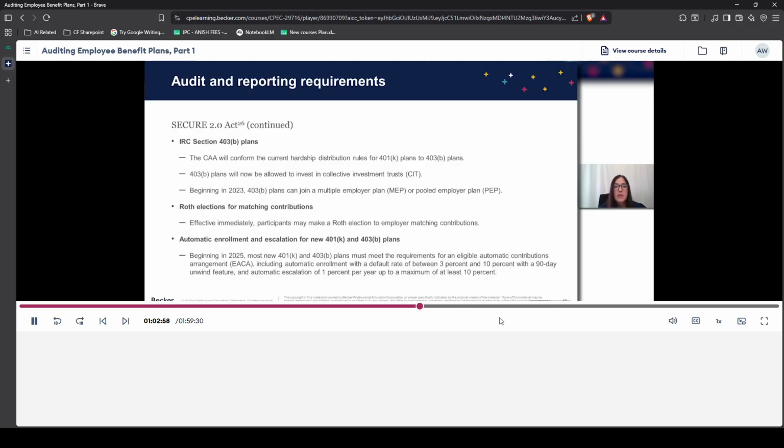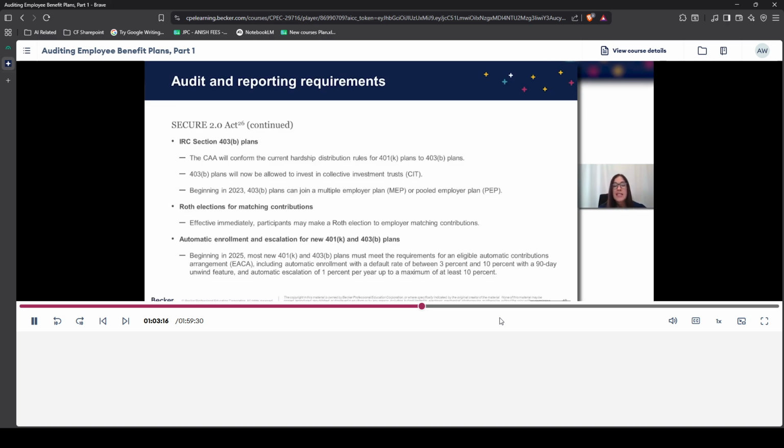Roth elections for matching contributions. Participants may make a Roth election to employer matching. We also have a new automatic enrollment and escalation for new 401k and 403b plans.